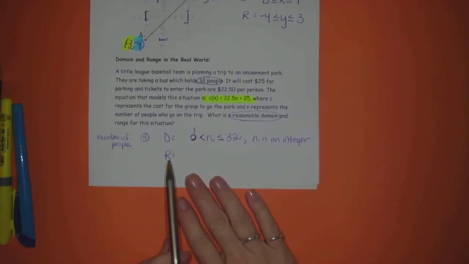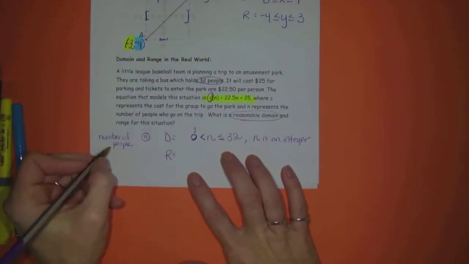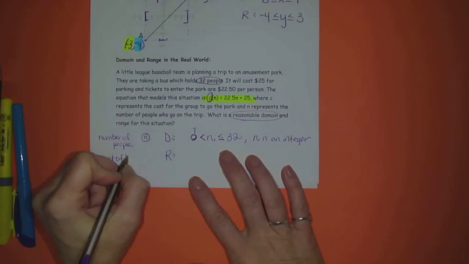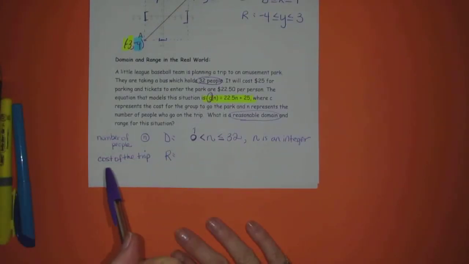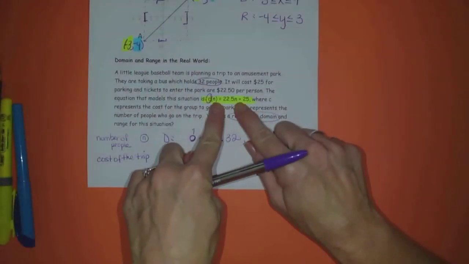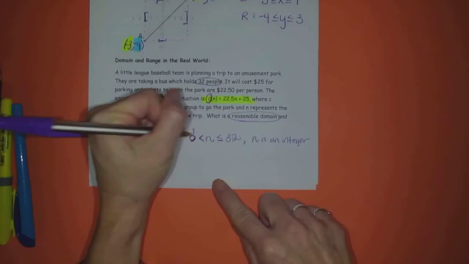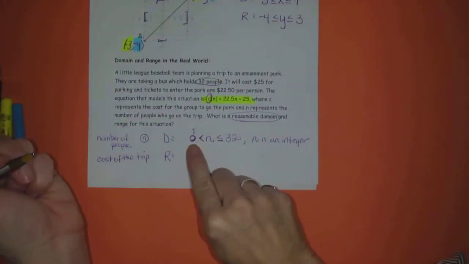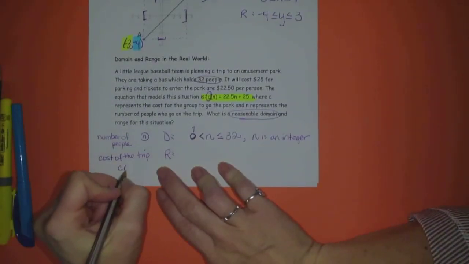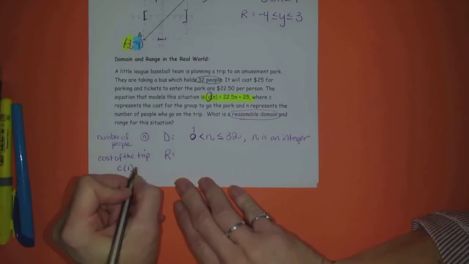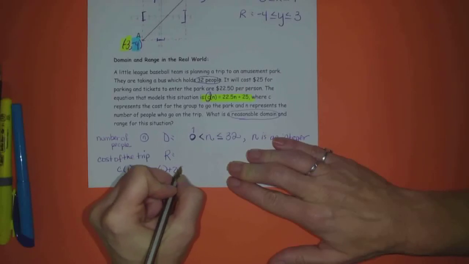Okay. So then what's a reasonable range? Now remember, the y value in this situation is C, the cost of the trip. So what I'm going to have to do to figure out the cost at n people, I'm going to have to plug in these endpoints, okay? So I'm going to plug in my first integer that's bigger than 0, which is 1. So if one person goes on the trip, the cost for one person to go, C of 1, is equal to 22.5 times 1 plus 25.